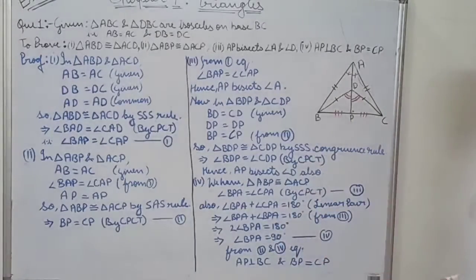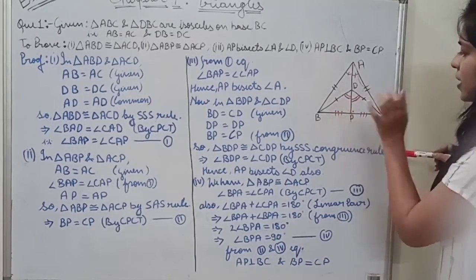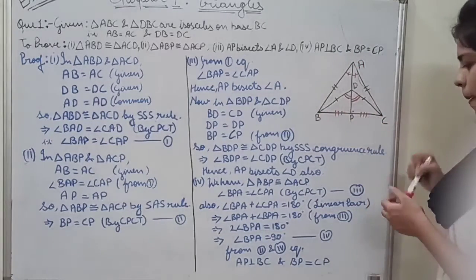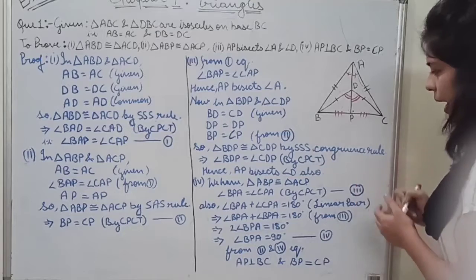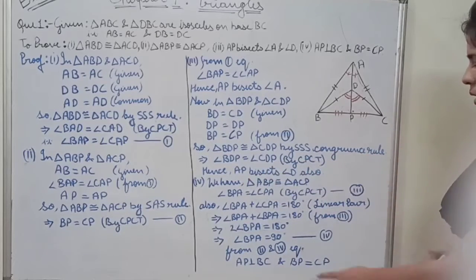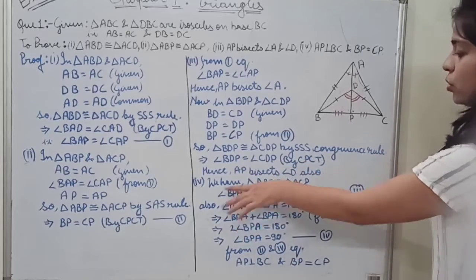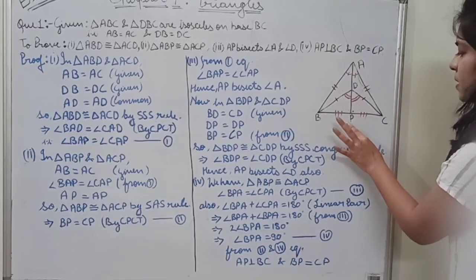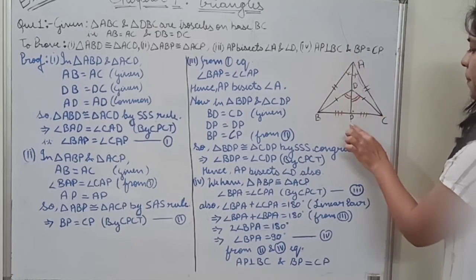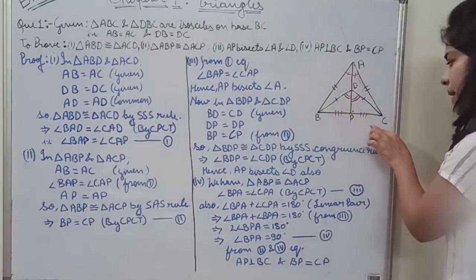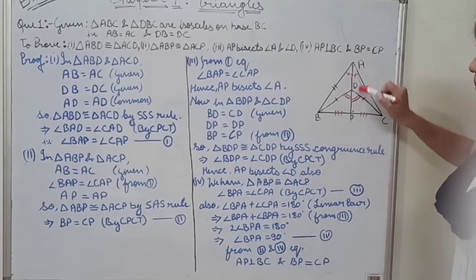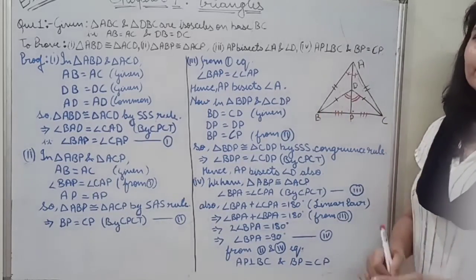That means if one of the angles is 90 degrees, AP is perpendicular to BC. And already we have proved in the second equation that BP equals CP, that is, P is the midpoint. If P is the midpoint, AP is the bisector of BC. And as this angle is 90 degrees, it means AP is the perpendicular bisector of BC.